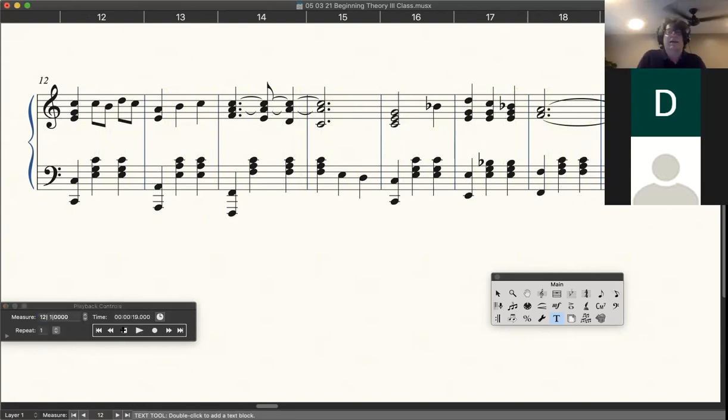Look at that. Not hard to do. I just took the chord exactly like I had done it.